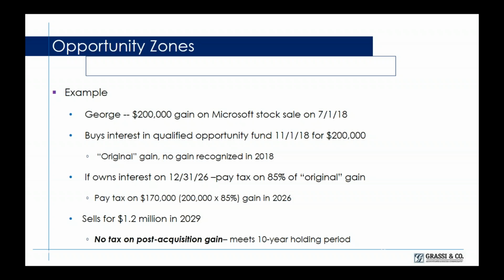And if he doesn't exit the opportunity fund, then on December 31st, 2026, he will have to pay tax on 85% of the original gain, i.e. the $200,000. So he'll pay it on 85% of 200, which is $170,000. When that gain is paid, it's paid on the original character of the gain. So if George's $200,000 gain on Microsoft stock on July 1st, 2018 was short-term, he'll pay short-term capital gain taxes in 2026. If it's long-term, he'll pay long-term capital gain rates.